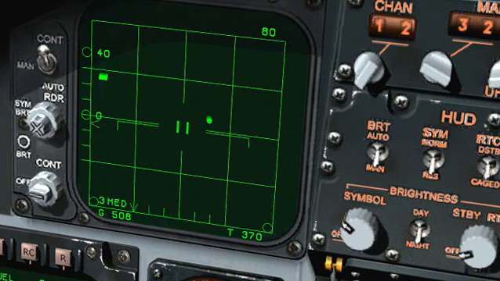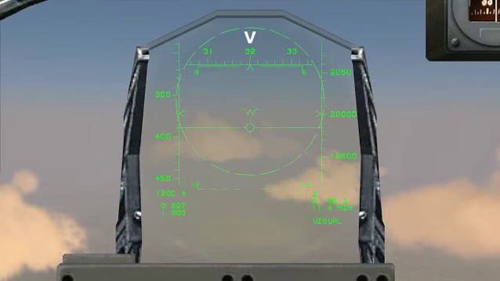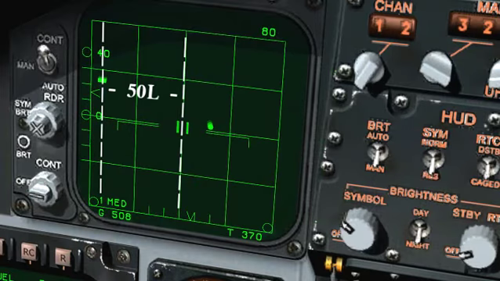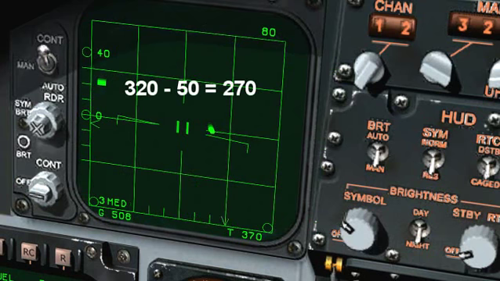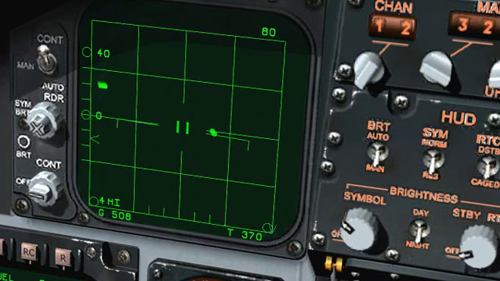Using the angle off, we can calculate the contact's bearing. For instance, this contact's bearing is 270. Our heading is 320. The angle off is 50L. Since he's to our left, we subtract 50 from our heading of 320 to get 270. If he were to our right, we'd be adding the azimuth rather than subtracting it. Whether you add or subtract is pretty easy to understand.